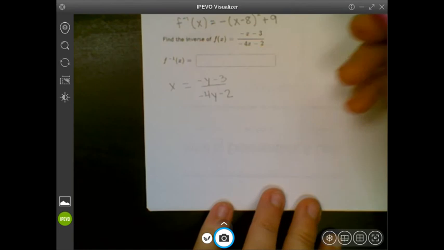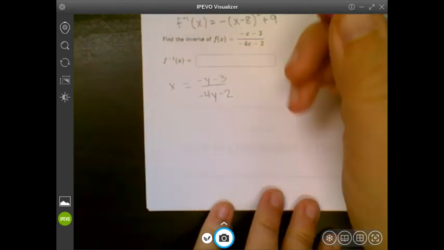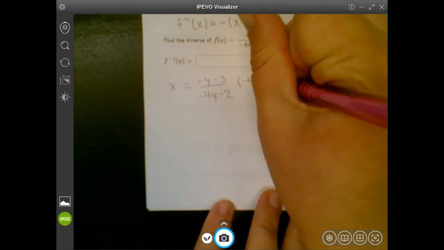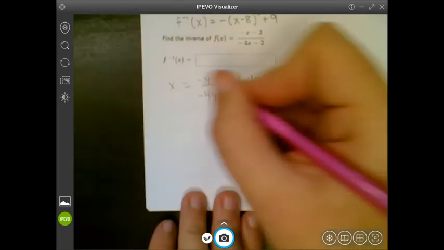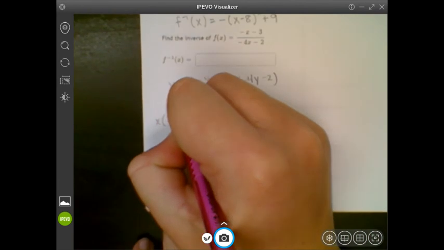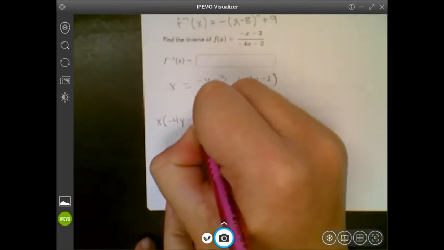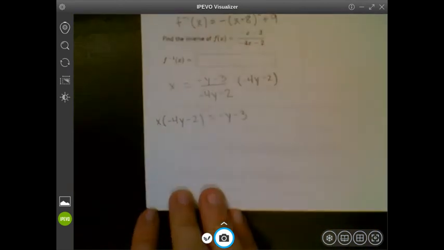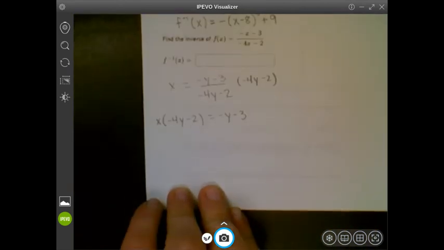So just like on the last problem, you want to get rid of this fraction, right? So to get rid of the fraction, you should multiply. And what you multiply on one side, you multiply on the other side. Minus 2 equals negative y minus 3.